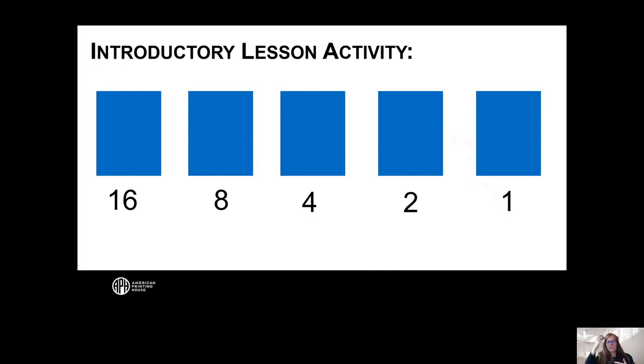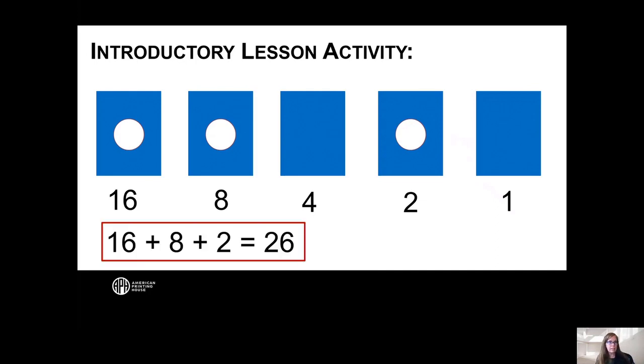Imagine the students are standing up there with the cards facing them, or facing down so they can't see them, and then they're asked to flip them over. If your card has a dot on it, that means there is a 1 in that column. In this instance, we have a dot on the 16, the 8, and the 2. The 4 and the 1 are zeros because those are not turned on. So what does that look like in base 10?